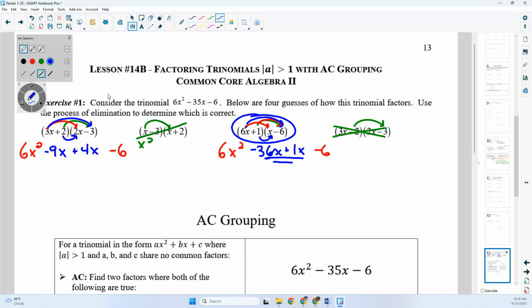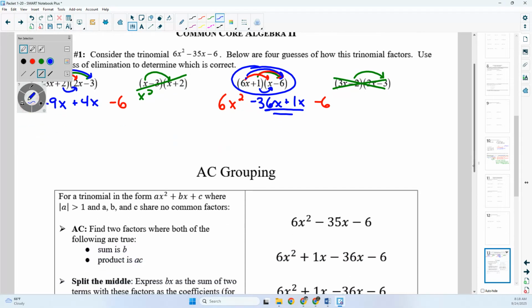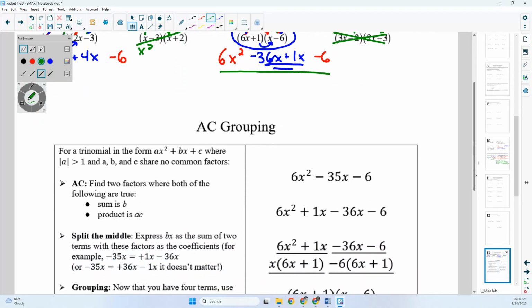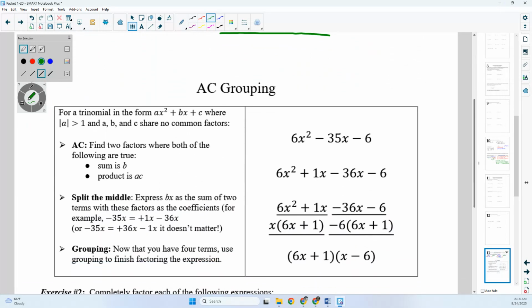Now the question is, if I don't have multiple choice, how do I get to that step? And it really comes down to thinking about how this can be made into 4 terms. We're going to talk about that process, and it is a factoring method called AC grouping. I actually have the work shown out here, and I will talk through it. It says for a trinomial in this form, where the absolute value of a is greater than 1, I wrote absolute value because it would work if it was negative also, and A, B, and C share no common factor, so we can't take out a GCF.